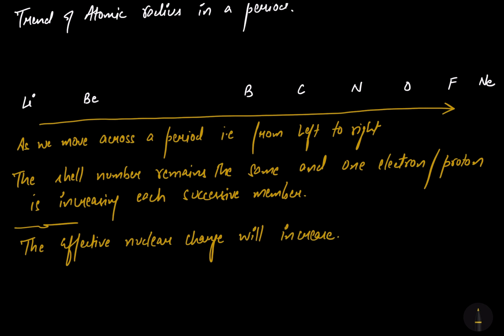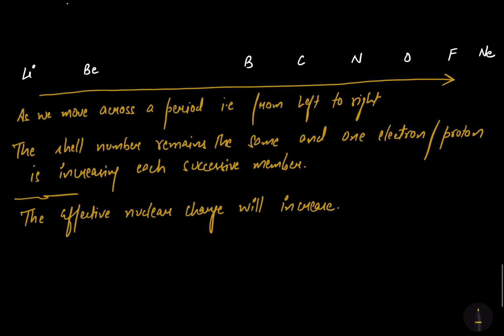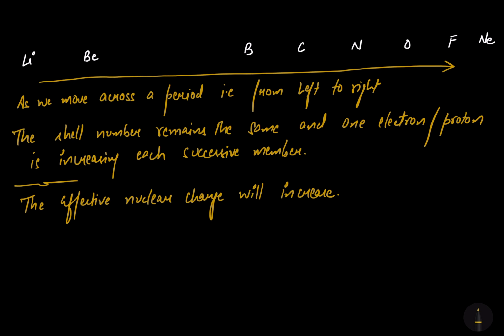What does that mean? As the effective nuclear charge will increase, the attractive force of nucleus for the valence electron will increase, thereby decreasing the atomic radius across the period.